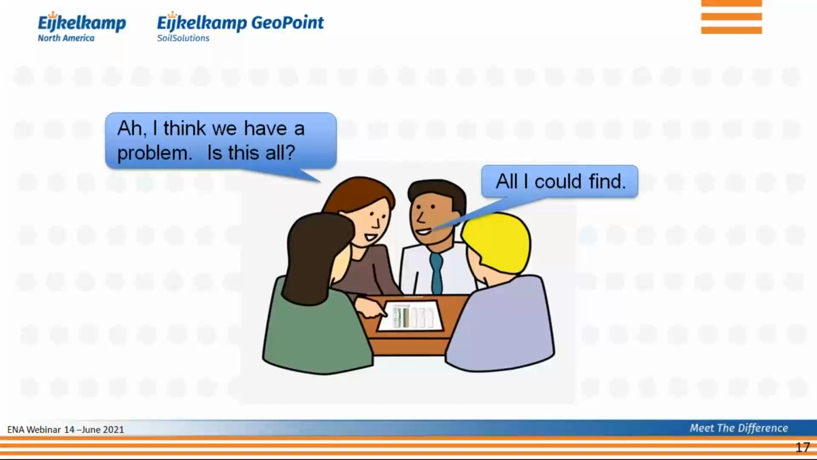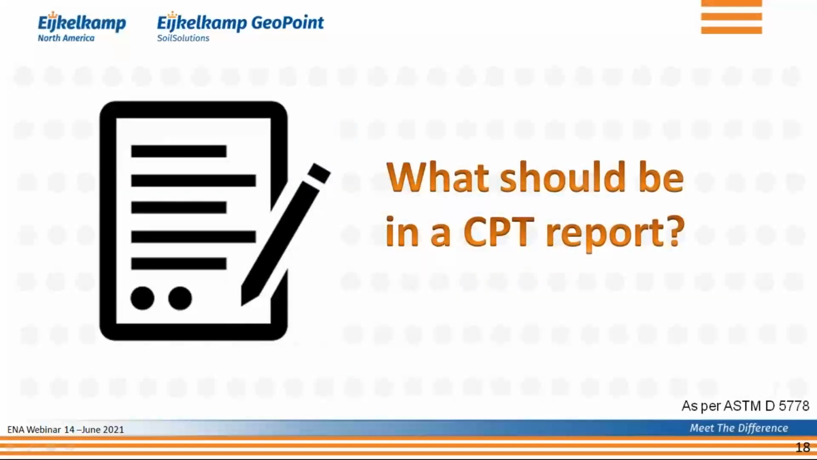Not the full report, not the notes that were collected on site. They just have a single sheet with some curves on there, some squiggly lines, as I've called them in the past, and that is what you have to work with. Well, obviously, you get the feeling that I don't think that it is appropriate. So then the logical question is, what should be in a CPT report?